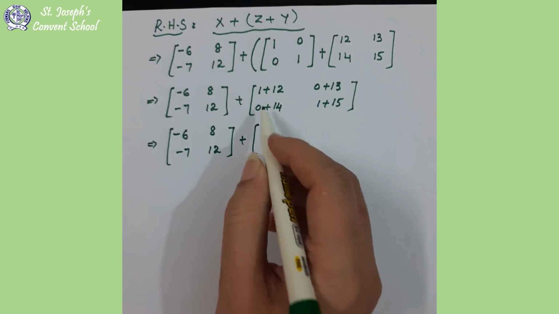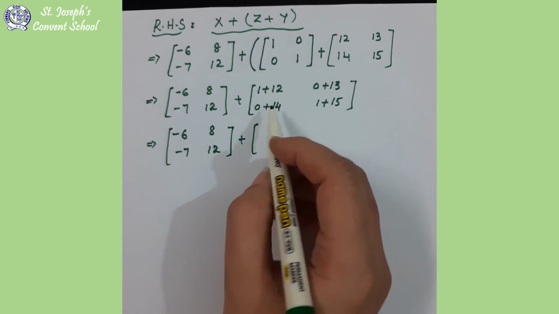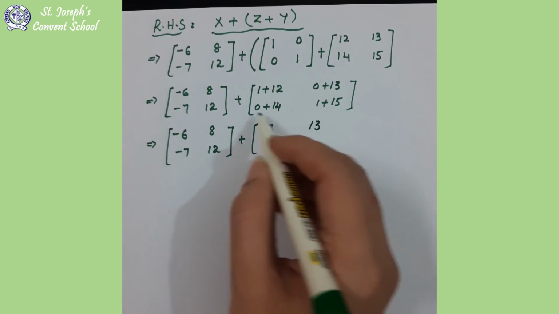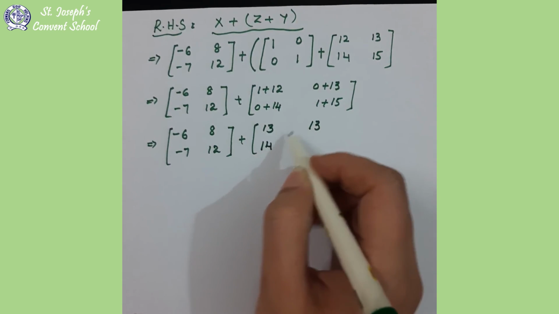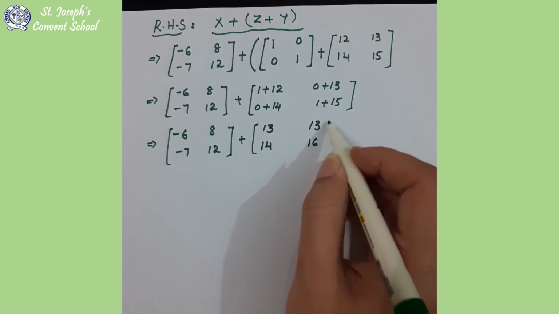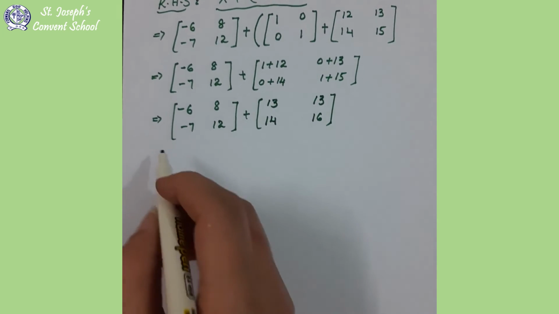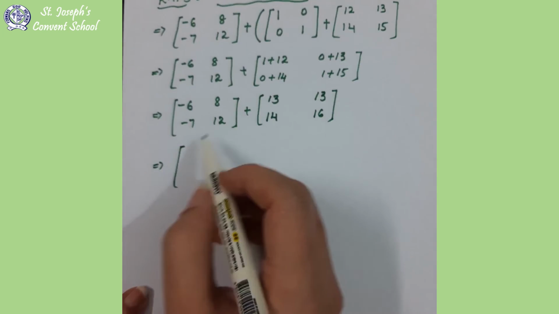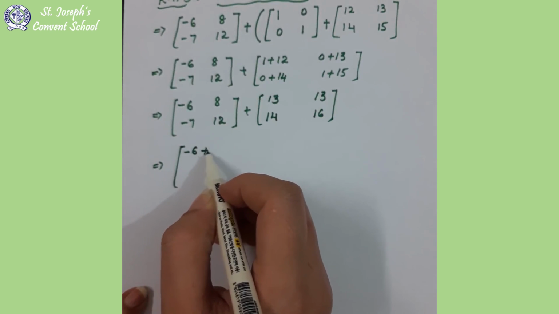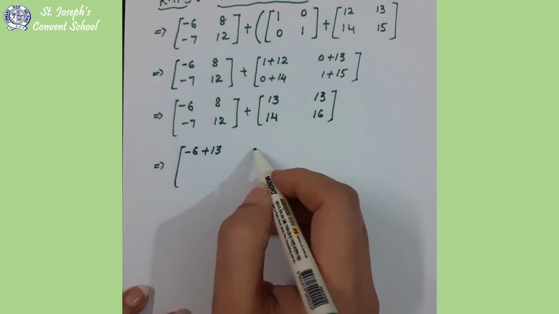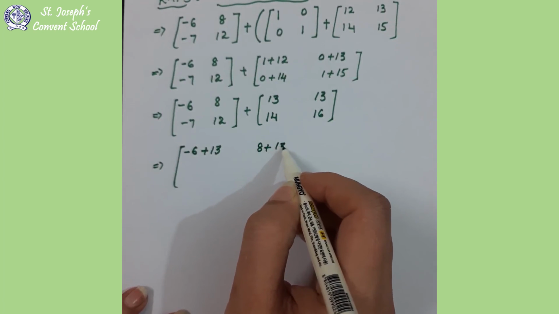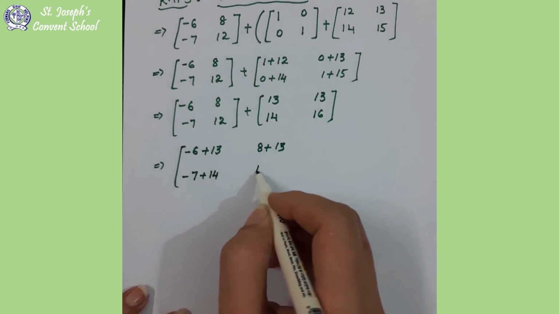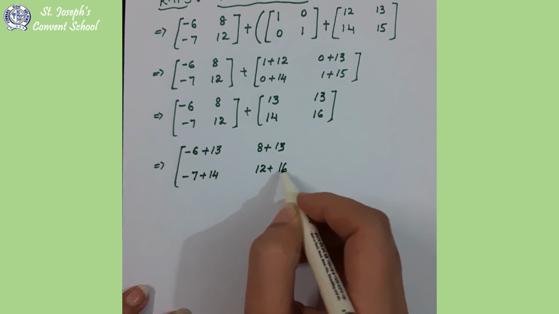So this will become minus 6, 8, minus 7, 12 as it is. Add this matrix: 1 plus 12 is 13, 0 plus 13 is 13, 0 plus 14 is 14, 1 plus 15 is 16. Now add these two. Same way you'll add. Order is same. First element plus first, minus 6 plus 13. Second plus second, 8 plus 13. Third plus third, minus 7 plus 14, fourth plus fourth, 12 plus 16.